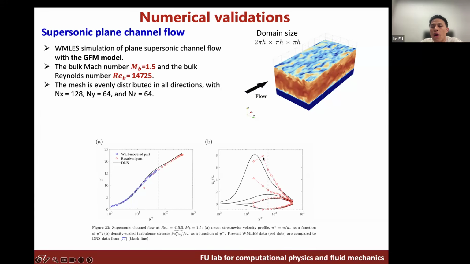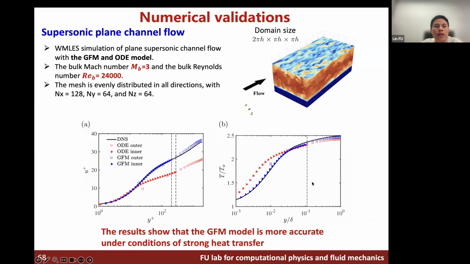Below the matching point, there are one or two grid points that are numerical garbage you can essentially neglect. Okay, we care about the region above the matching point, which is the resolved part. For the high Mach number 3 with a high Reynolds number, we compare our new model, the GFM model, with the classical ODE model in Larsson's paper. You can see that, apparently here there will be heat transfer. We get a significant improvement in terms of velocity and temperature prediction, right? We get excellent agreement with DNS and significantly improve the solution of the classical ODE model.